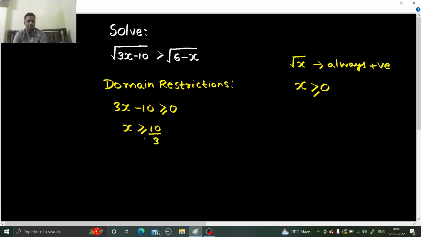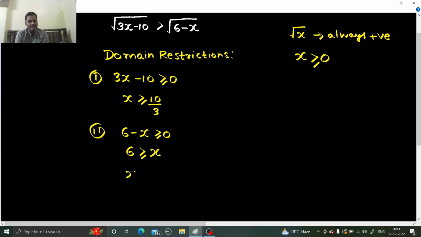This was for the first root, but we have another root. So this was the first condition. Second will be 6 minus x should also be greater than or equal to 0. So this gives 6 is greater than or equal to x, or x is less than or equal to 6. Fine. So the domain restriction gave us this.